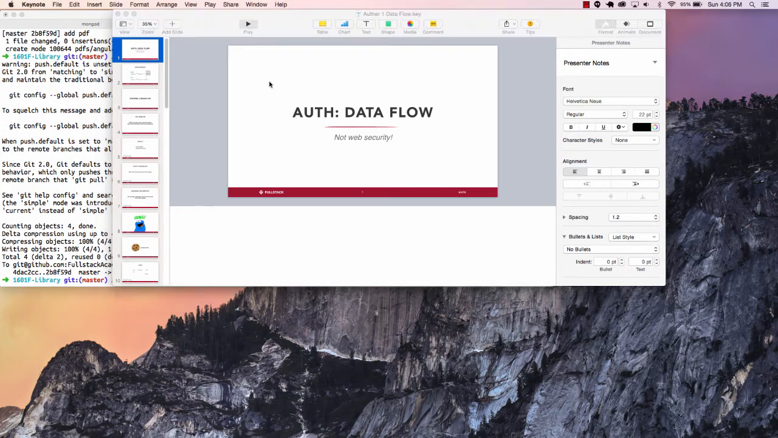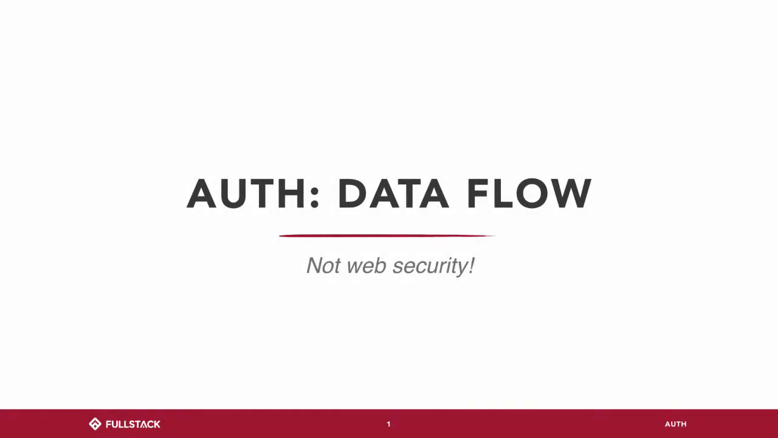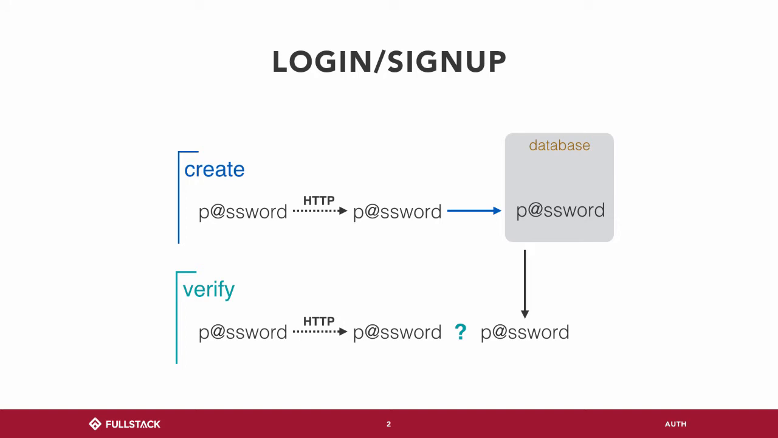So let's talk about the data flow of authorization. What we're going to be talking about is how someone goes in and logs into the application. We're going to talk a little bit more about how to deal with web security in the workshop after this. But for now, let's take the example of someone signing up for your application. They would create a password, and that password would get stored in the database.